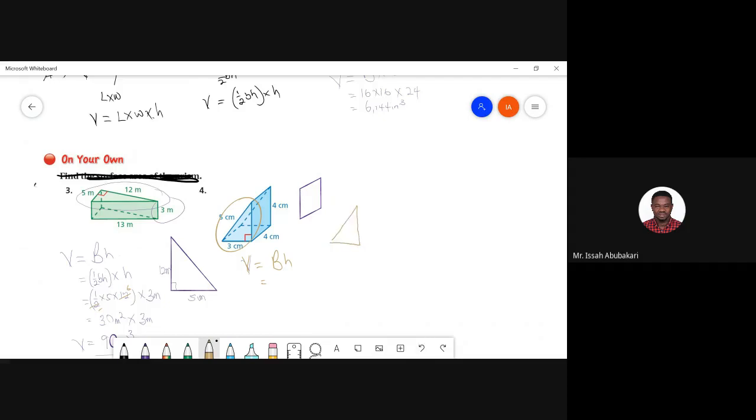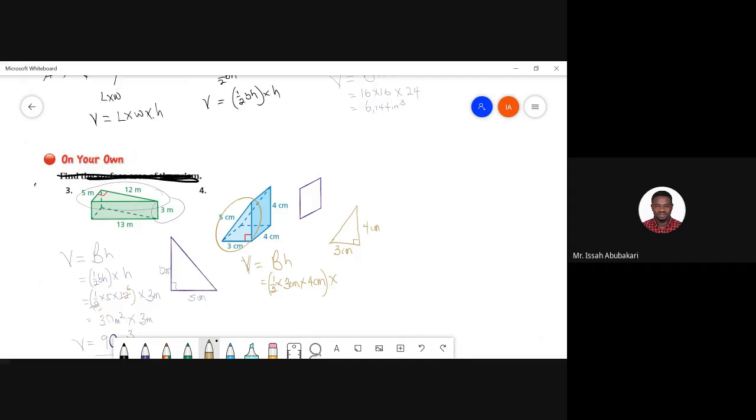Sketching this, you're going to get something like this. And then the base of this is 3 centimeters, and the height of this is 4 centimeters. Is that okay? So our base area is going to be half base. The base is 3 centimeters times height, which is 4 centimeters. Then we multiply the whole of this by the height of the prism.